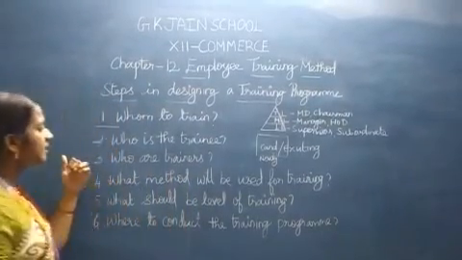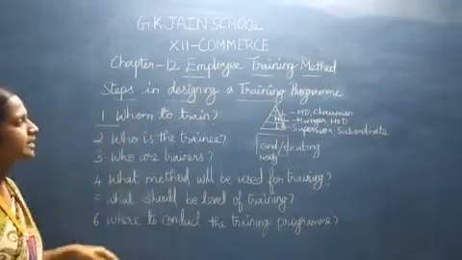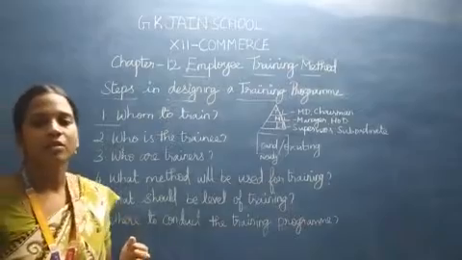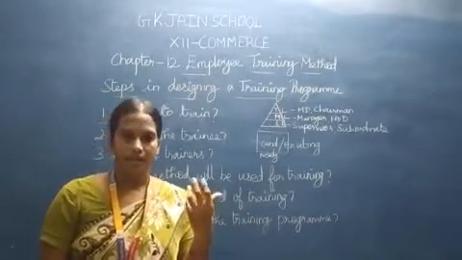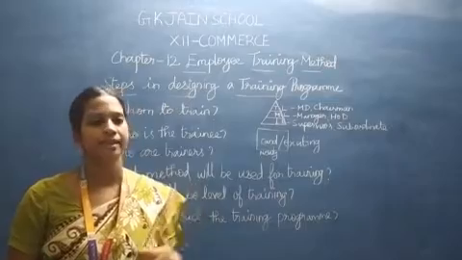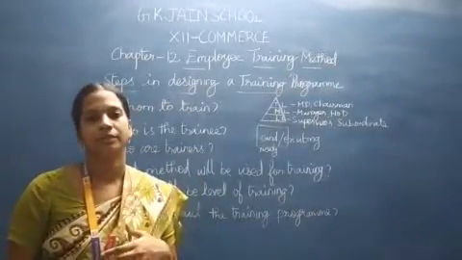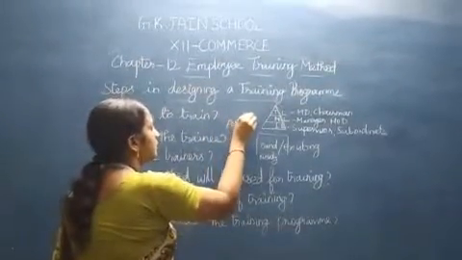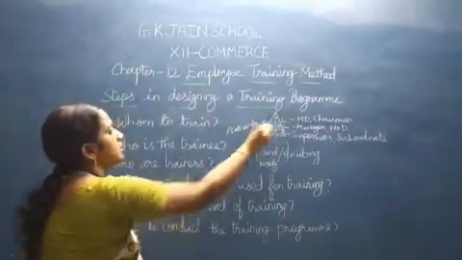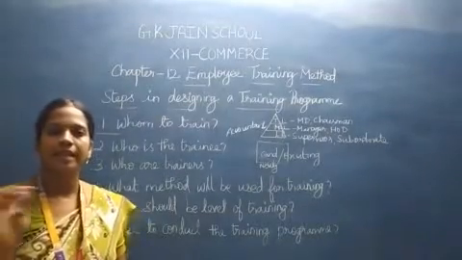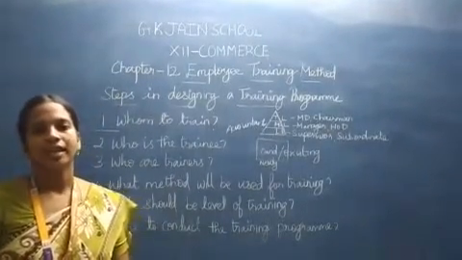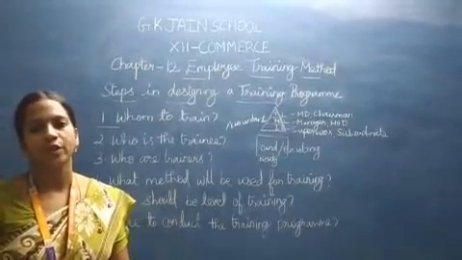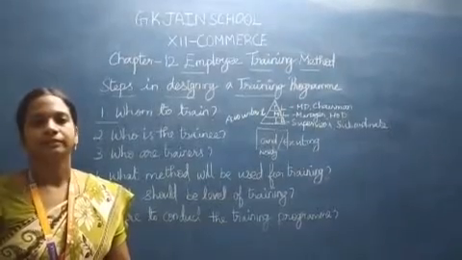The next step in designing a training program is: who is the trainee? The trainee is the person who is being trained by some other person about a particular job. If I place someone in an accountant posting, they need to be given training. It is not easy, and it will be difficult to adapt to that kind of environment and working condition. Why?